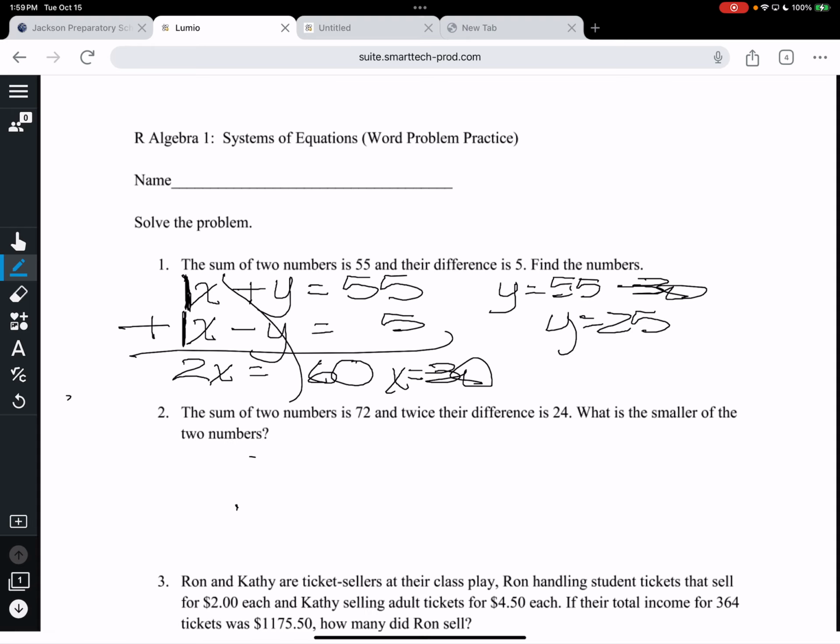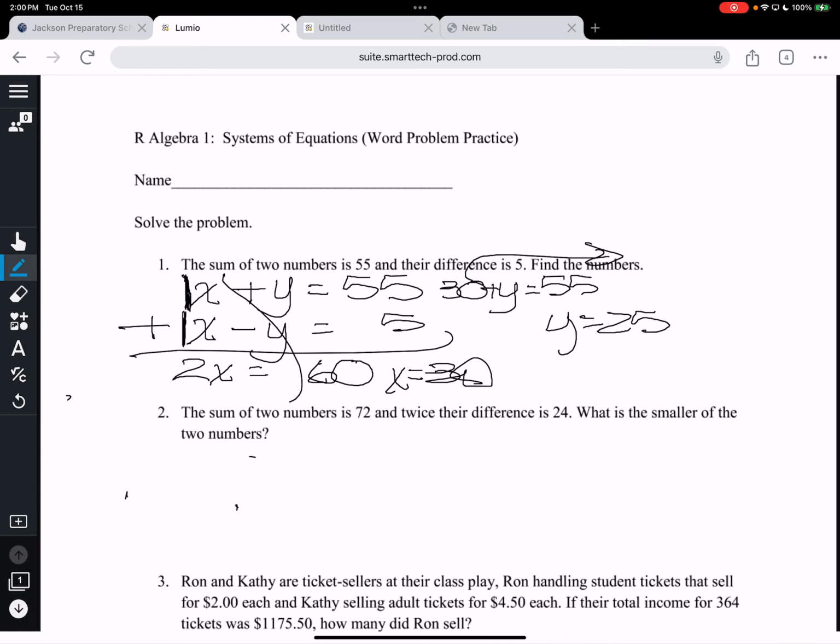All right, so do you see how we got x is 30? So I should write 30 plus y equals 55. Let me rewrite that. Then you moved your 30 over with the 55, so 55 minus 30 is 25.